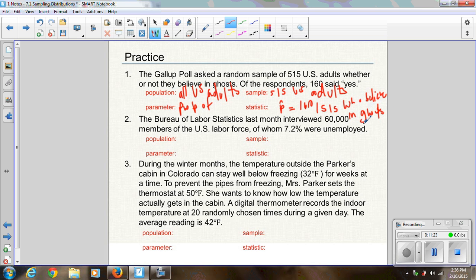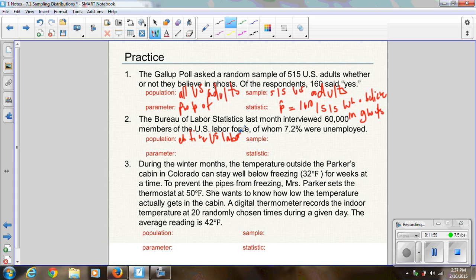Okay. And number two, it says the Bureau of Labor Statistics last month interviewed 60,000 members of the U.S. labor force, of whom 7.2% were unemployed. So the population is going to be the entire U.S. labor force. Yeah, I'm giving up on writing. And the population parameter, we actually don't know. We don't know in this statement what the true proportion of unemployed Americans is. And so in this case, the parameter would be the unemployment rate, whatever the true unemployment rate is.